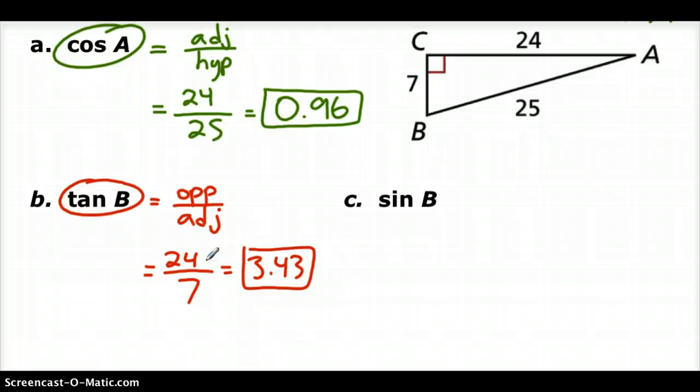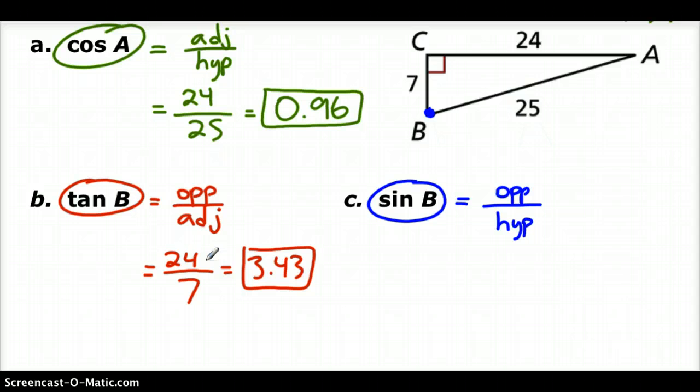Okay, and then finally, we will go ahead and take a look at the sine of B. Okay, so the sine of B, I'll do this one in blue. We're talking about, again, angle B or vertex B right here. And that is going to be, again, SOHCAHTOA. So our sine here is going to be the opposite over the hypotenuse.